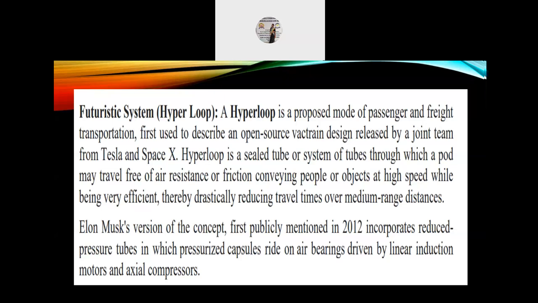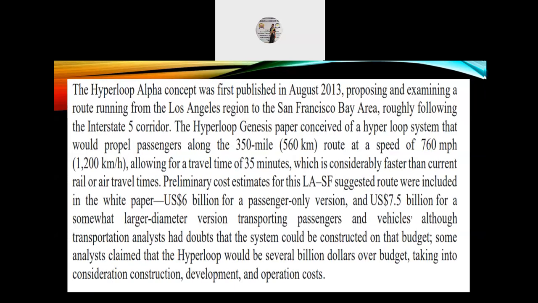Elon Musk's version of the concept, first publicly mentioned in 2012, incorporates reduced pressure tubes in which pressurized capsules ride on air bearings driven by linear induction motors and axial compressors. The Hyperloop Alpha concept was first published in August 2013, proposing and examining a route running from the Los Angeles region to the San Francisco Bay Area, roughly following the Interstate 5 corridor.